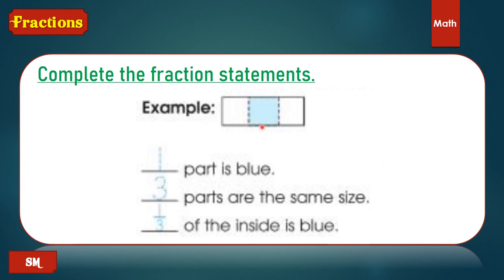Here I have another example. I have a rectangle, and I split it into 3 parts. And he asked me here, how many parts are blue? Just 1 part, right? So he wrote here 1 part is blue. Now, how many parts are the same size? He counted all the parts because all of them are equal size. 1, 2, 3. So he wrote here 3.